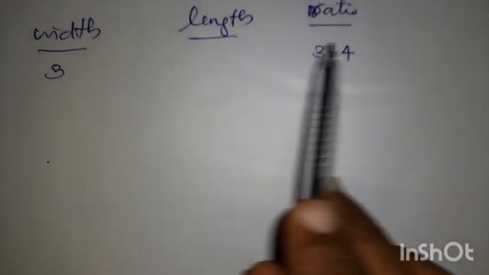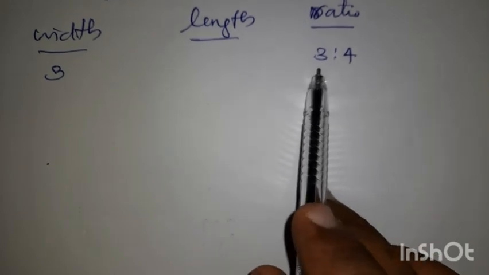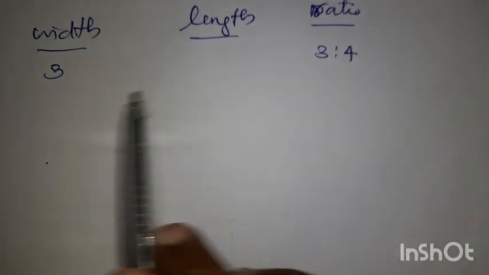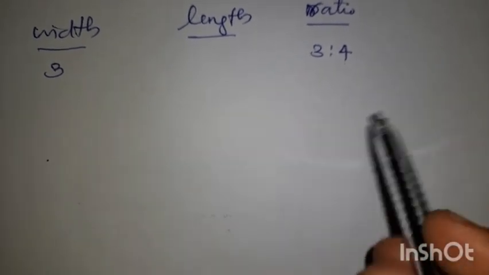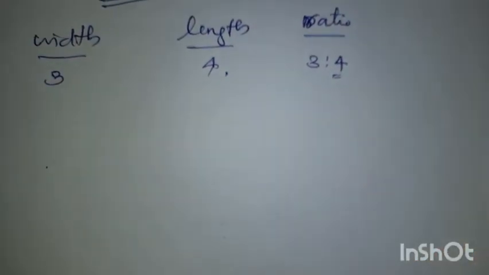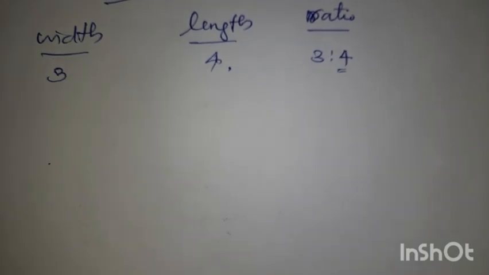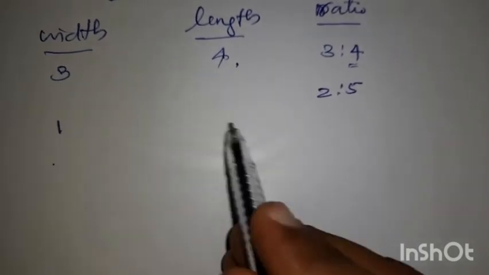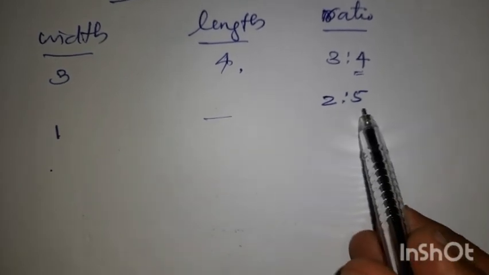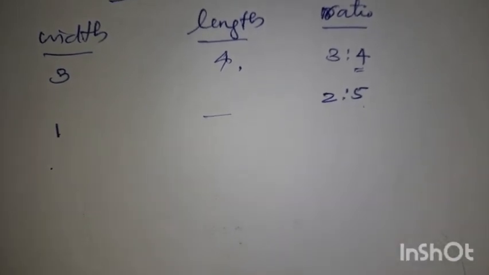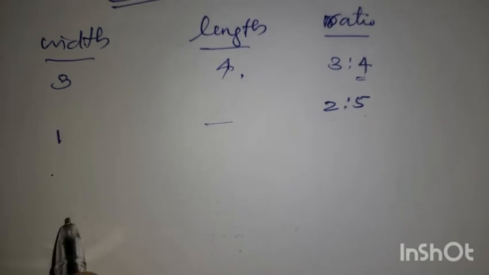See here, the width is given, the length is not given, but the ratio is given. So 3 is to 4 is the ratio of width to length. But the width is 3. What about the length? That is 4 itself. Here the width is given 1. Length is not given. You should find out the length by using the ratio 2 is to 5. So 2 is to 5 is the ratio.